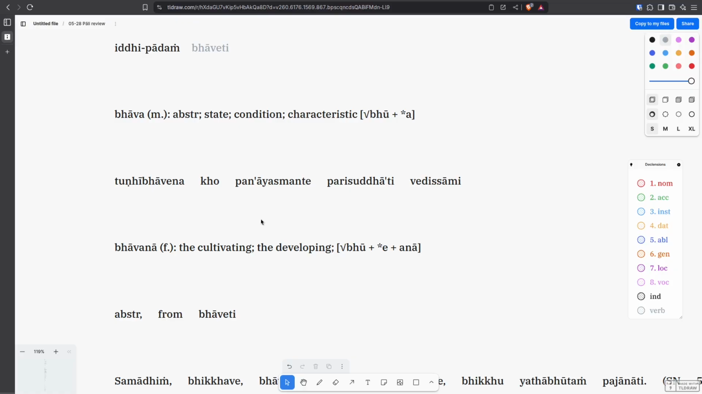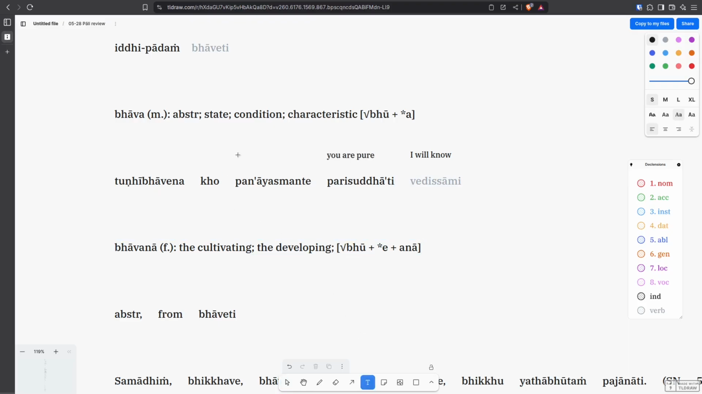Oh, one of you must know. So it means the vedisami, I will know. I will know what parisuddha means. You in plural are pure. You are pure. Parisuddha, you are pure.